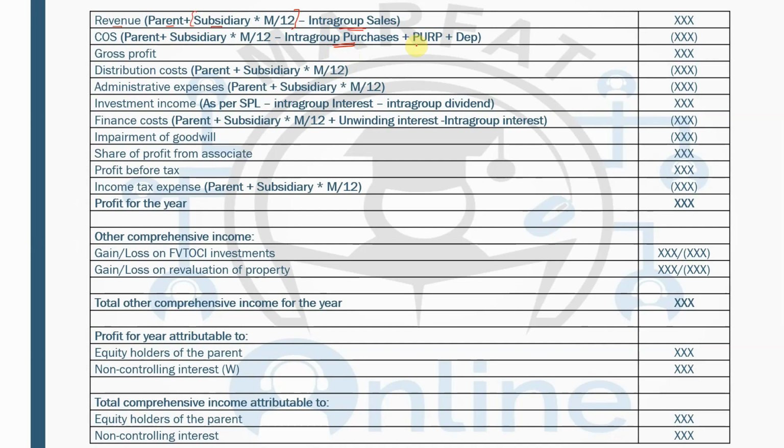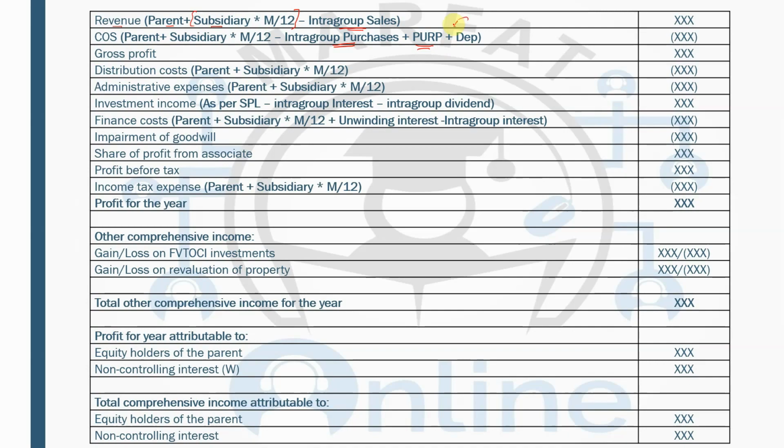And now unrealized profit will be eliminated as well. So if you're wondering why we are adding this up over here, the logic is unrealized profit is present in the closing inventory. And if you want to remove this from the closing inventory, you have to add that thing over here.